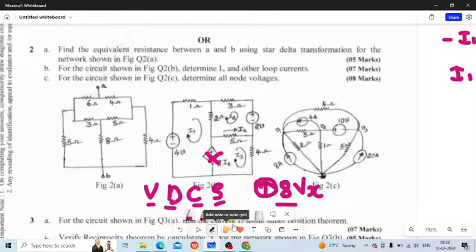You have only four: VDVS, voltage dependent voltage source; VDCS, that is voltage dependent current source; CDVS, that is current dependent voltage source; and CDCS, that is current dependent current source.